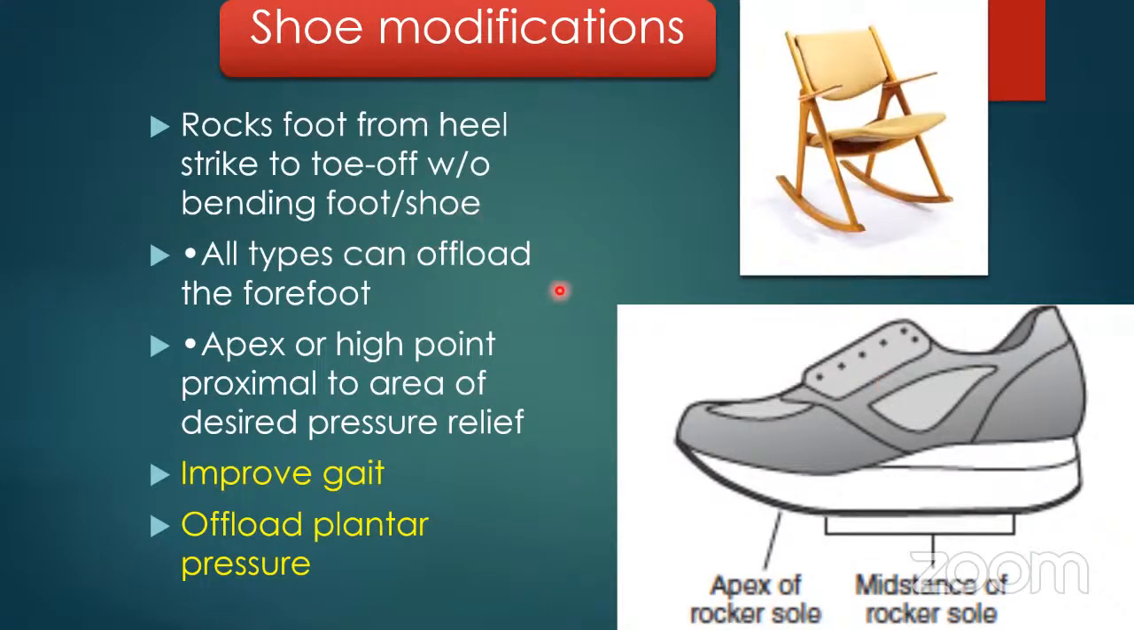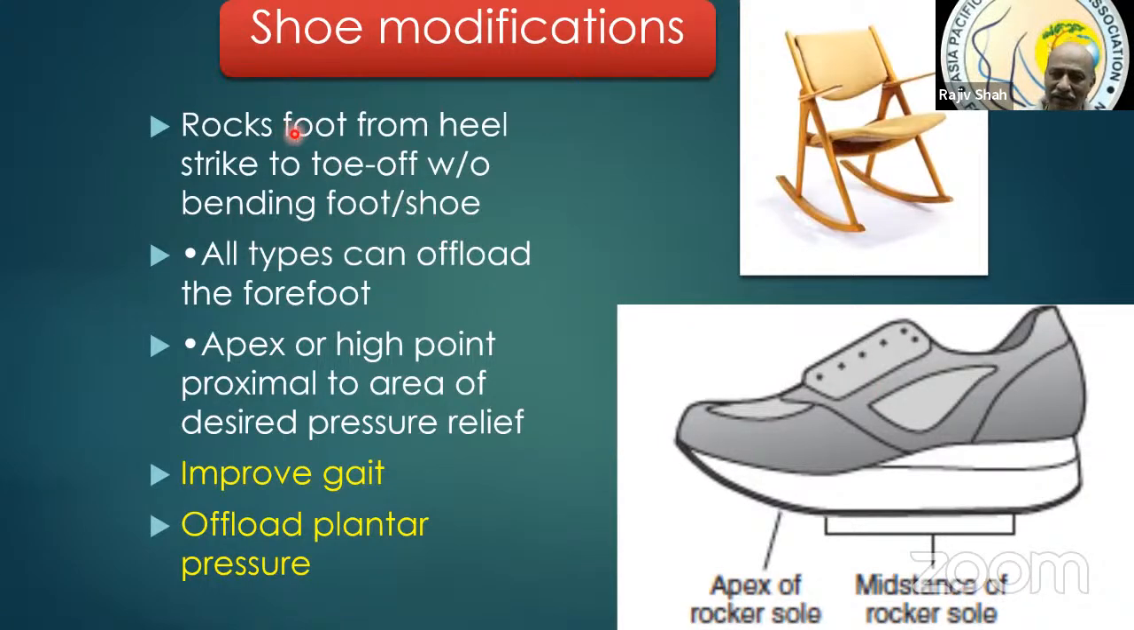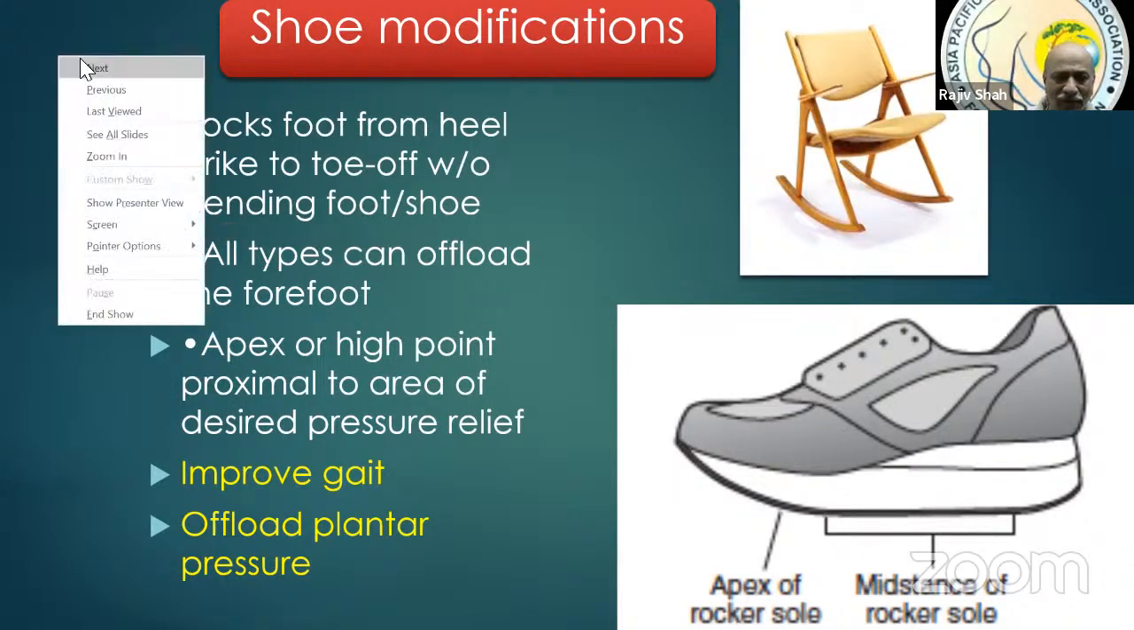And then the rocker. It rocks the foot from heel strike to toe off without bending the foot or the toe. This is the rocker which we have in our chairs. It can offload the forefoot, it can offload the hindfoot, it will improve the gait, and it would offload the plantar pressure. There are various rockers for various conditions.